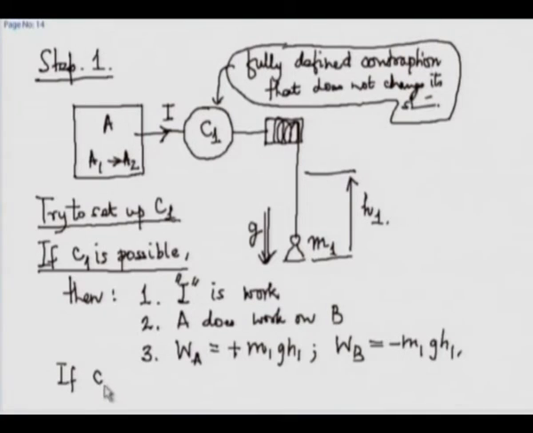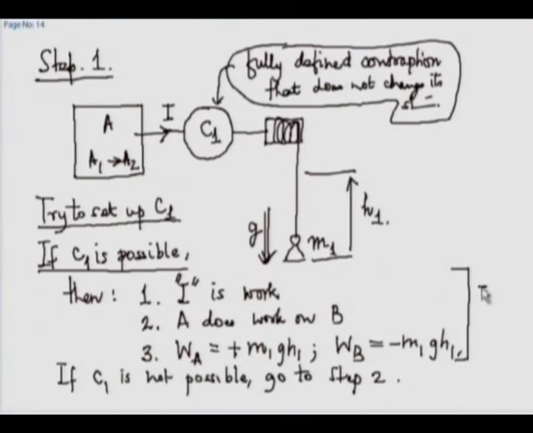Okay. And if C1 is not possible, we will say go to step 2. And after this, we say end of definition, because we do not have to go to step 2, because we have already decided that I is work.